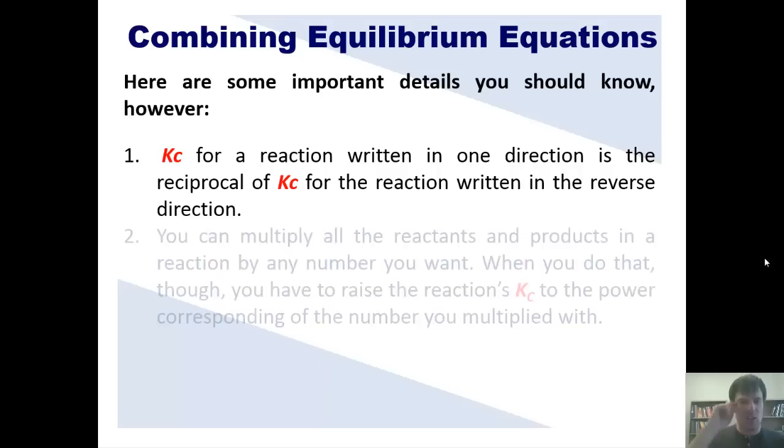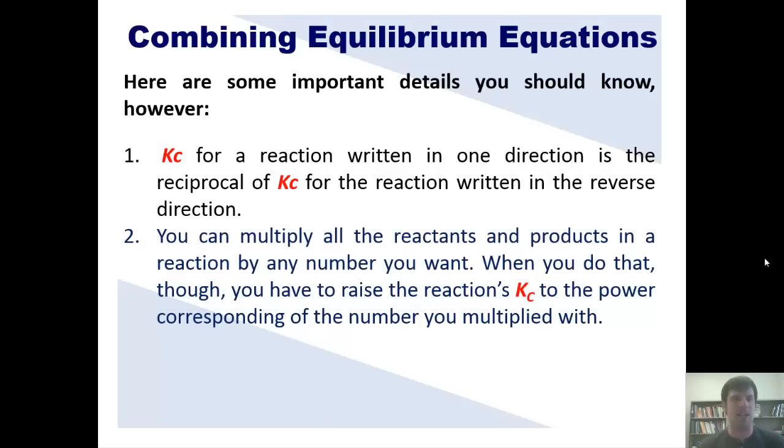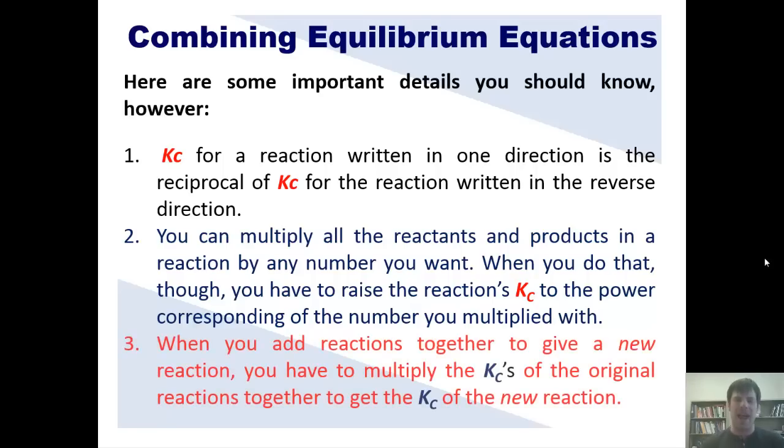Got it? Next, you can multiply all of the reactants and products in a reaction by any number you want, as long as you do it by the same number across the board. When you do that, however, you have to raise the reaction's equilibrium constant Kc to the power corresponding to the number that you multiplied with. In other words, if I multiply through everything in a reaction, its Kc gets raised to that power, or exponent. Next, when you add reactions together to give a new reaction, you have to multiply the individual equilibrium constants for each of those sub-reactions together to get the overall equilibrium constant for the overall reaction. Hopefully conceptually that makes sense.